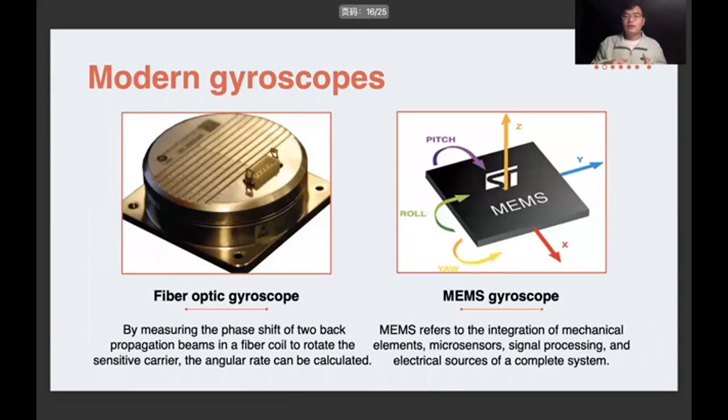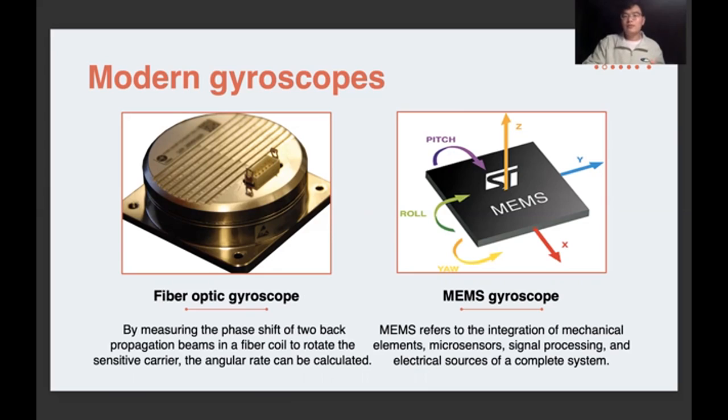And next, modern gyroscopes. I will do a quick introduction of them. First, the fiber optic gyroscope. By measuring the phase shift of the two beams that rotate with the sensitive carrier, the angular rate can be calculated. Now the fiber optic gyroscope has been widely used in torpedoes, submarines, and spacecraft.